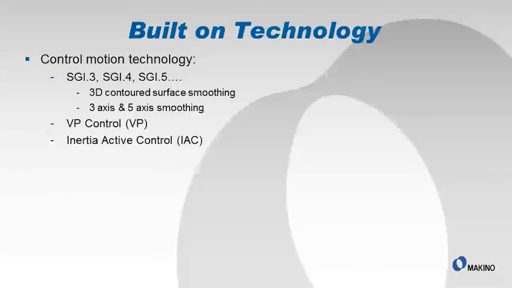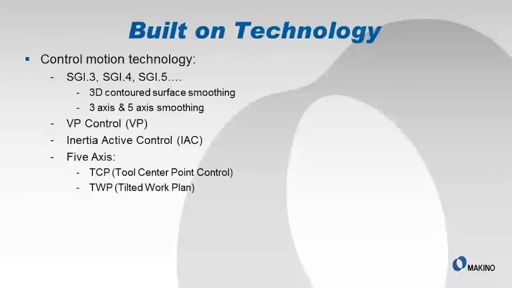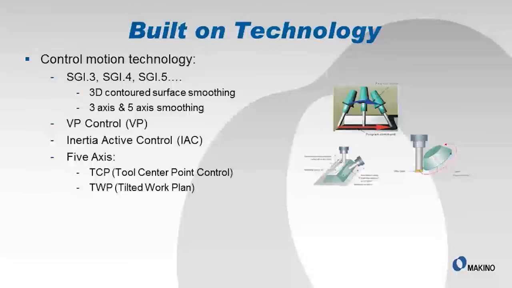Another thing to consider is the advances that have come along in just programming systems for the control in 5-axis. Things like TCP or Tool Center Point Control, tilted work plane have made it easier and much more accurate in order to program, in order to do 5-axis work on the machine tool.